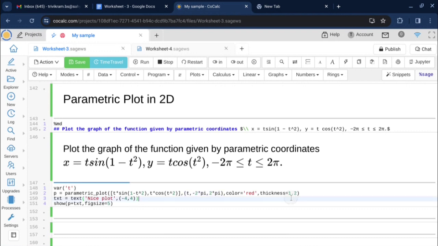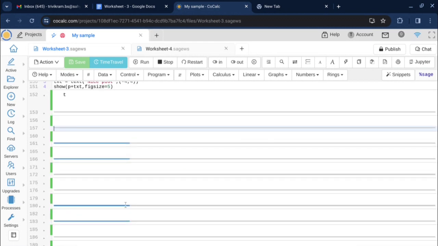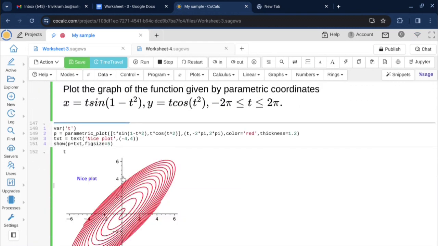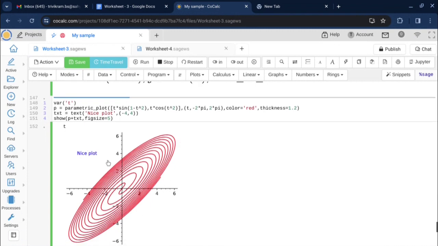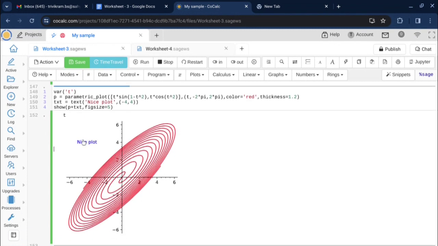Thickness I have taken 1.2. Text is equal to nice plot. In the plot I will get the text as nice plot. Figure size I have given as 5. So let us run this. If you run this, the parametric plot will look like this. Okay, along with the text we got nice plot.